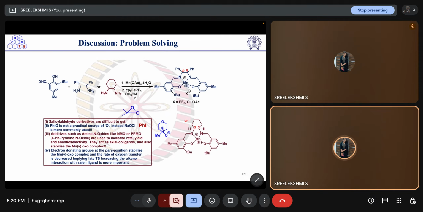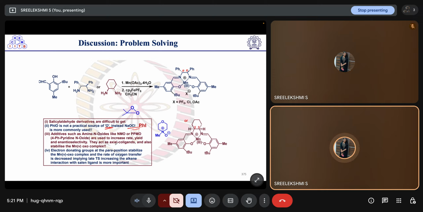Then we already saw how this is prepared. This is another example, for another type of catalyst, where salicylaldehyde derivatives are difficult to get. PhIO is not a practical source of oxygen, so instead of that people also use NaOCl. Additives such as amine N-oxides like NMO and PPNO, that is 4-phenylpyridine N-oxide, are used to increase the rate and yield and enhance selectivity.